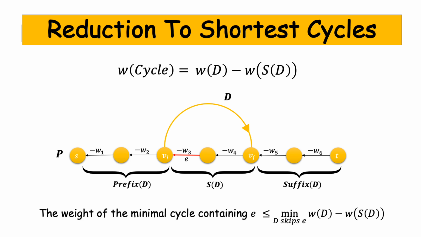Now, at this point, it is obvious that the weight of the minimal cycle containing E is no greater than the minimum of the weight of D minus the weight of SD over all detours that are skipping E. That is because every detour that is skipping E defines such a cycle that contains E. As we will prove later, there is actually an equality in this inequality.